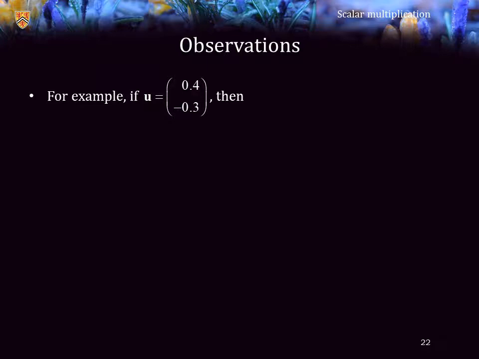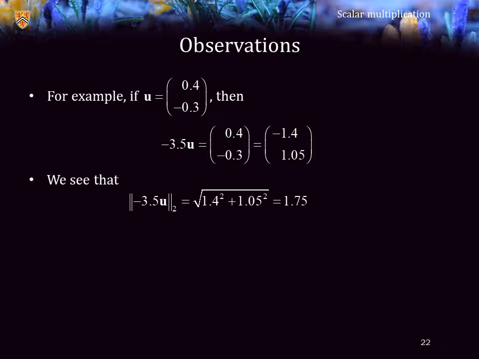So for example, if u is this vector here, then observe that negative 3.5 times u is the vector negative 1.4, 1.05. Now, if we calculate the 2 norm of the scalar multiple of u, we get that that is equal to the square root 1.75. If we calculate the 2 norm of u and then multiply that by the absolute value of negative 3.5, we get that that is just 3.5 times 0.5, which is 1.75.